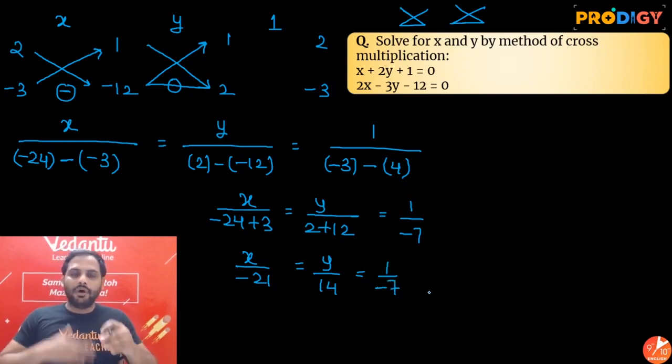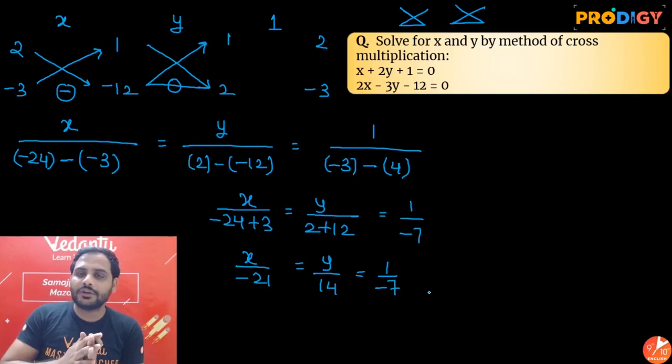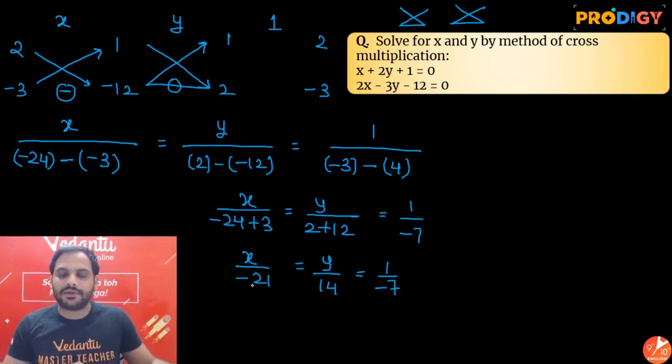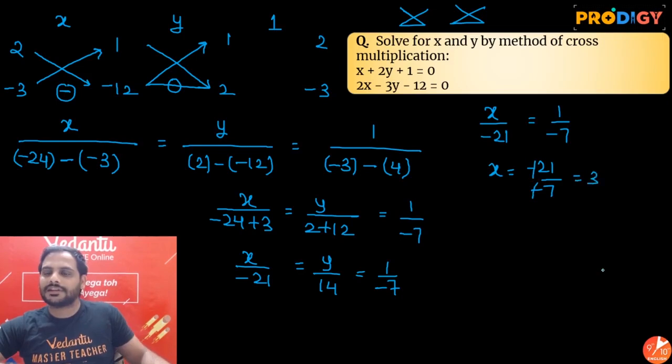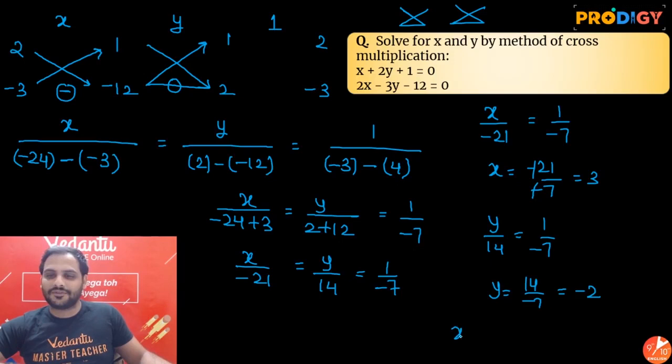Now all the three fractions are equal to each other. So I can say x by minus 21 and y by 14, both are equal to 1 upon minus 7. So x by minus 21 equals 1 upon minus 7, shift minus 21 over there, x is minus 21 upon minus 7, which is 3. And y by 14 is equal to 1 upon minus 7, shift 14 over there, 14 upon minus 7, which is equal to minus 2. So we have got x equal to 3 and y equal to minus 2 as our solution.